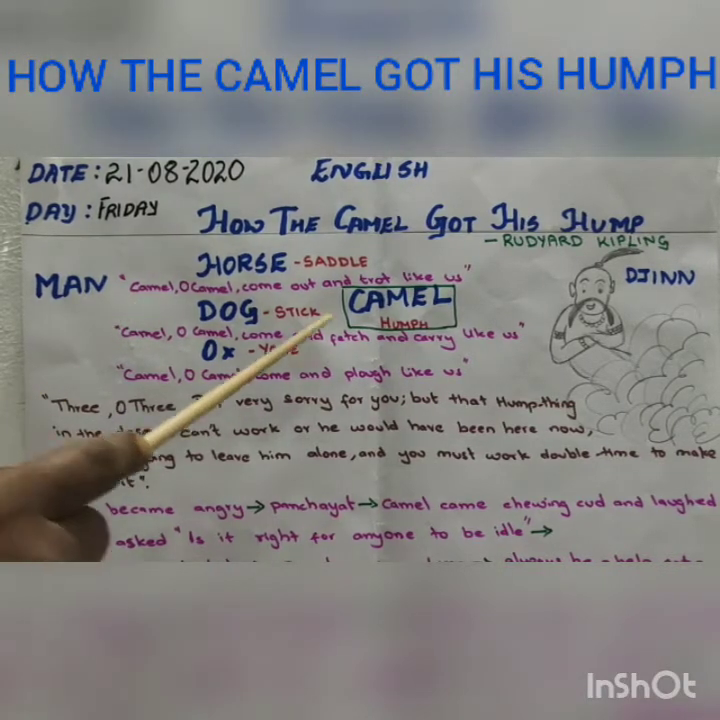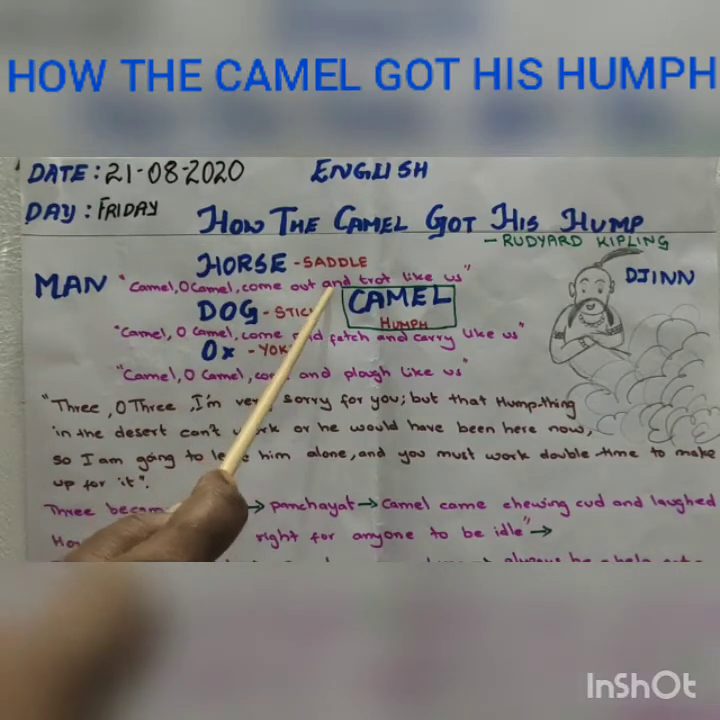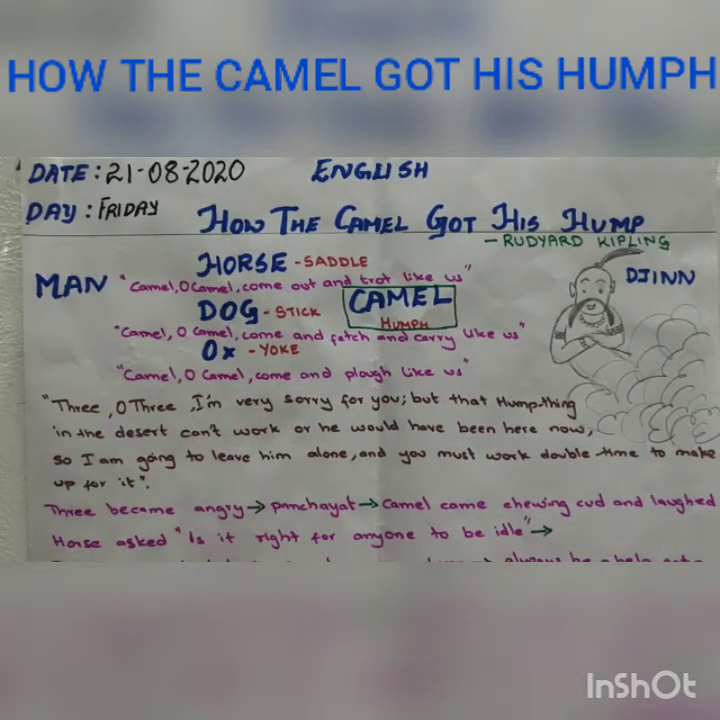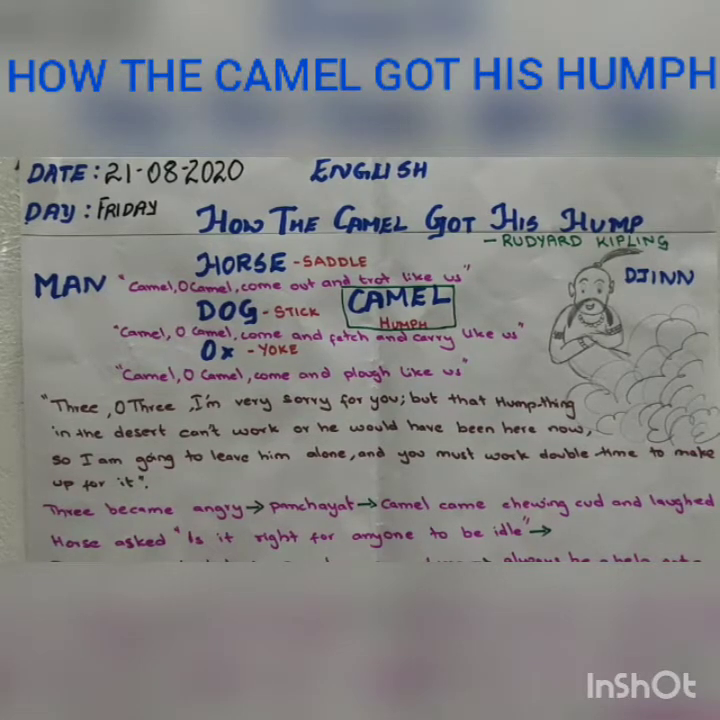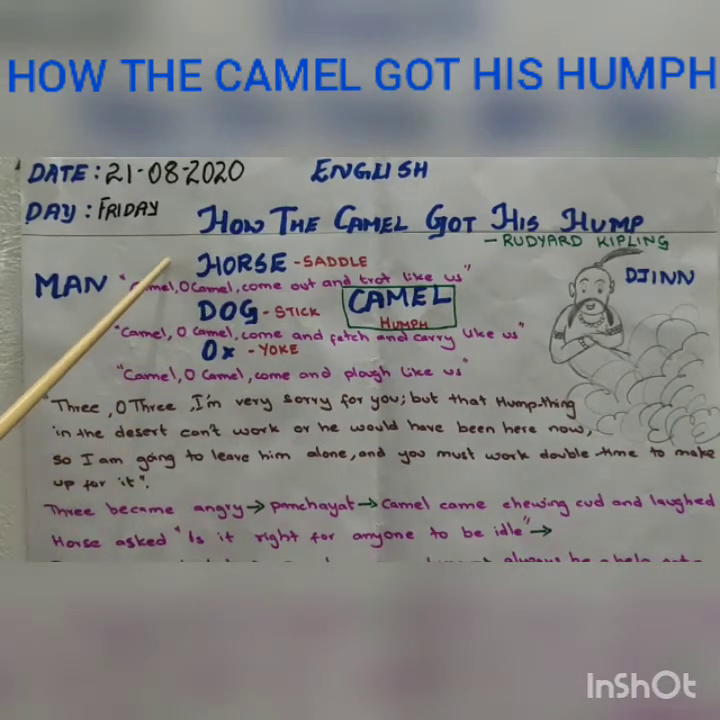So the horse came to the camel and said, "Camel, oh camel, come out and trot like us." So the camel said, "Hump." And the horse went back. The horse actually came to call the camel to come and trot like them. But the camel didn't say anything but just said, "Hump." This was on a Monday.